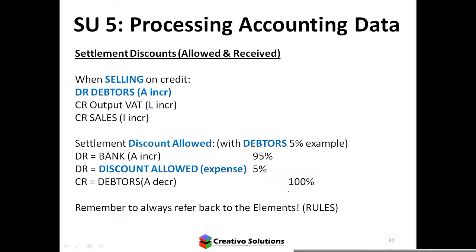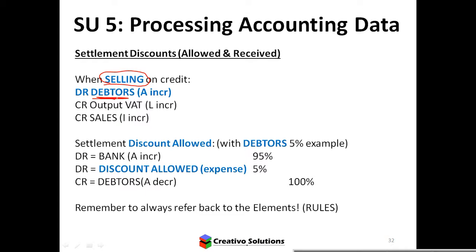Last bit over here is just a note about the discounts. What I do want you to make a note of is what I've highlighted. You've got the color coding. Obviously selling relates to who? To debtors. That's key, because you need to keep that relationship in your mind, because we need to understand what's happening to the accounts. The accounts here will either go up or down depending on whether we're selling or receiving. If I sell, debtors goes up.